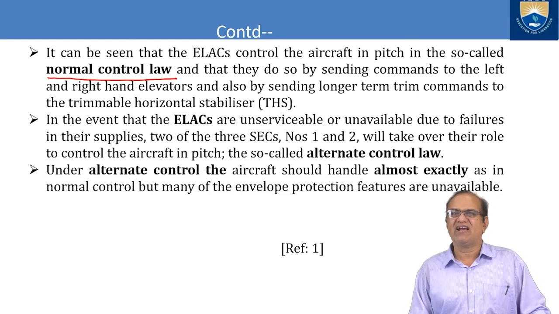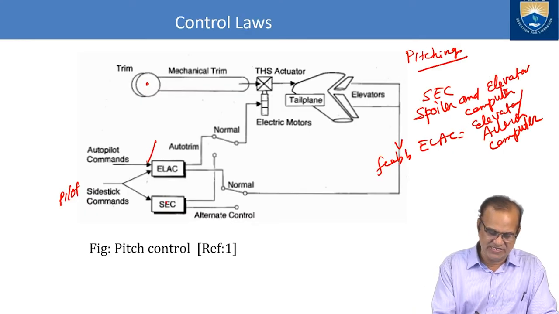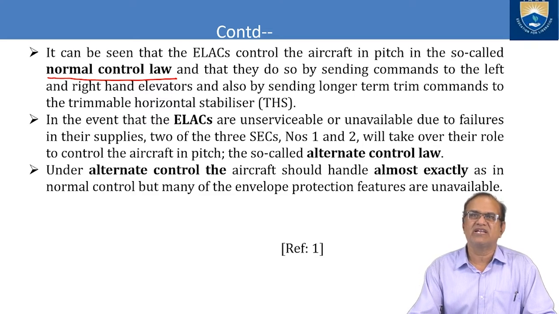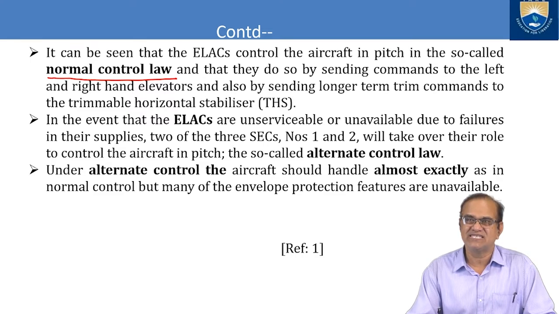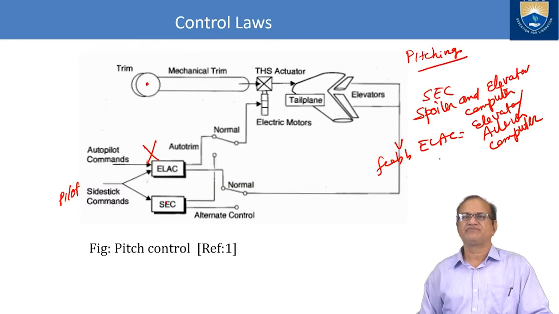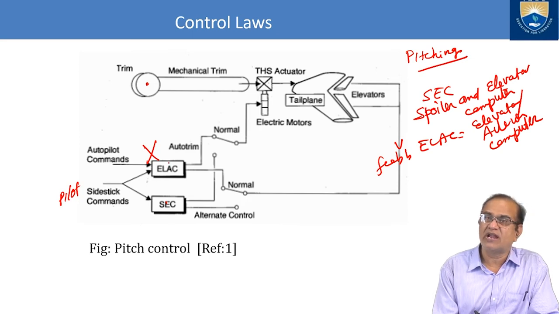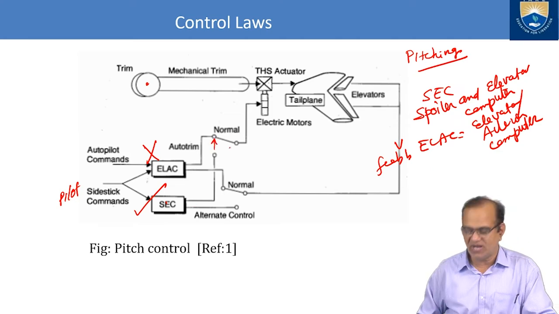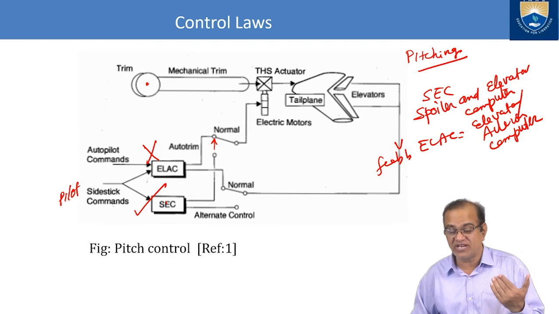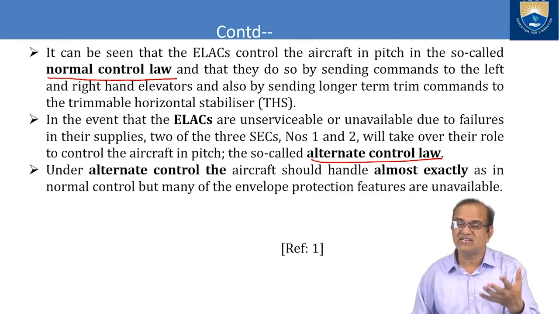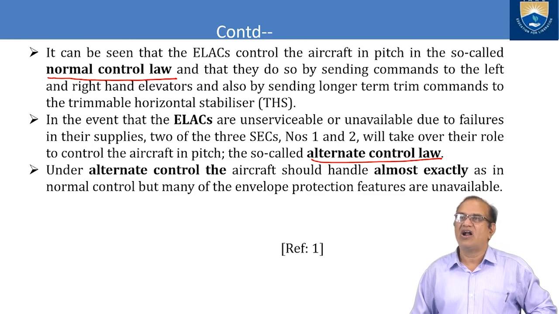In the event that the ELACs are unserviceable or unavailable due to failure in their supplies, what will happen? Two of the three SECs, number one and number two, will take over their role to control the aircraft in pitch, the so-called alternate control law. So if the ELAC is not working, the SEC will work normally. The first one is the normal control law, where ELAC works. If ELAC is not working, SEC works, and this is called the alternate control law.